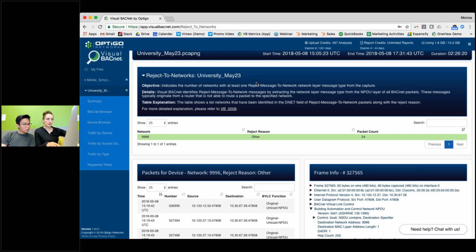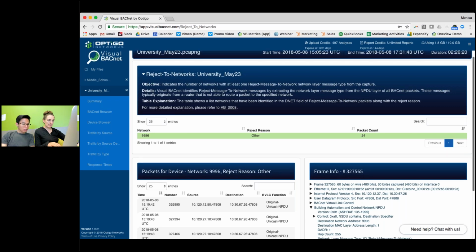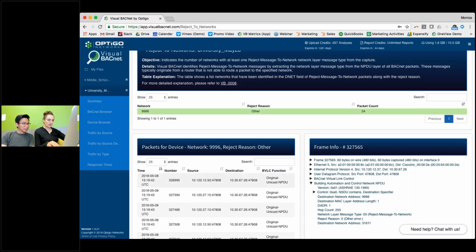So network 9996 is a server, thanks Mike, which means that... Do you have the router to that network? We'll wait and see if Mike, do you have the router to network 9996? Okay, we will find out about that.